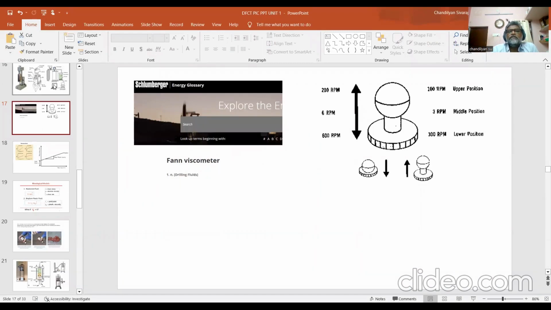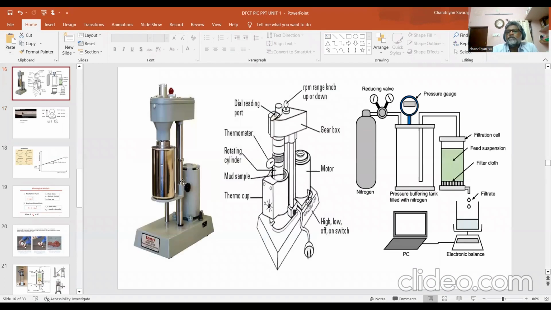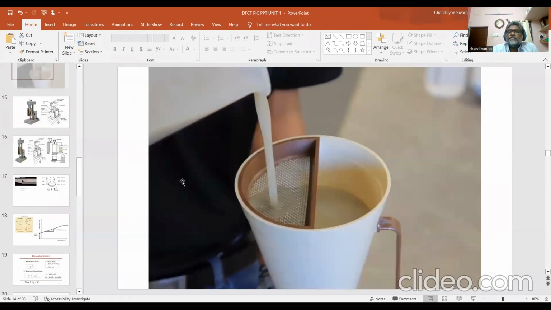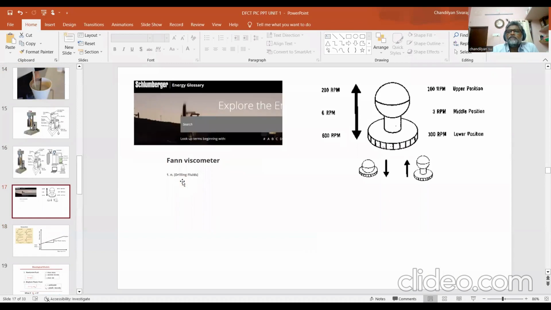What is the instrument? This is the instrument. I told you three readings could be taken here, at the low end, 100, 300 RPMs. Three different rotations per minute can be tested. What can be tested? Shear rate at three different RPM readings. Then, at high conditions, how do you play with low and high conditions?